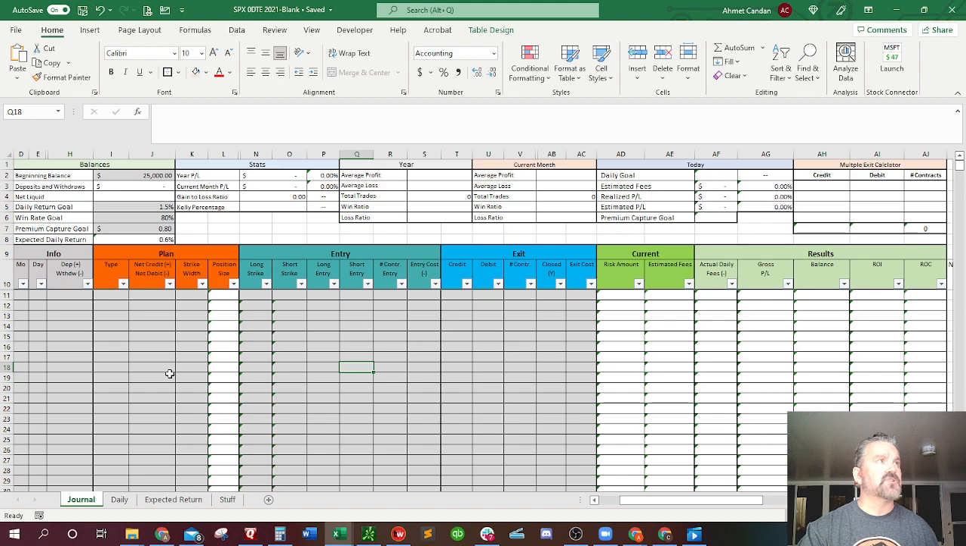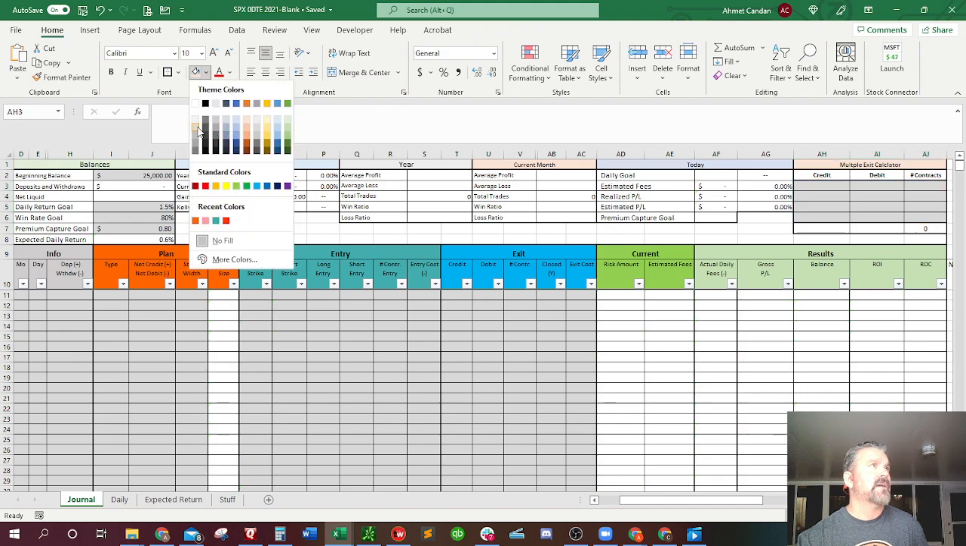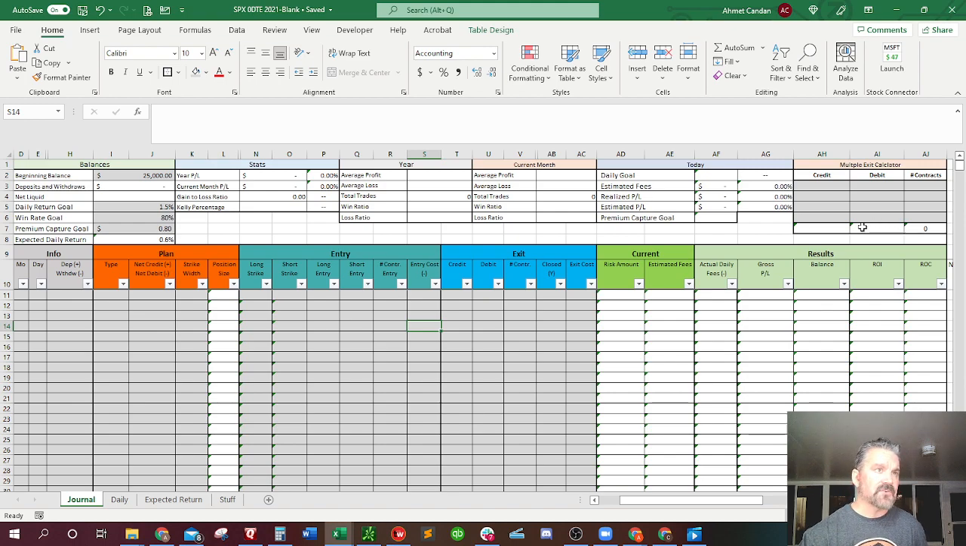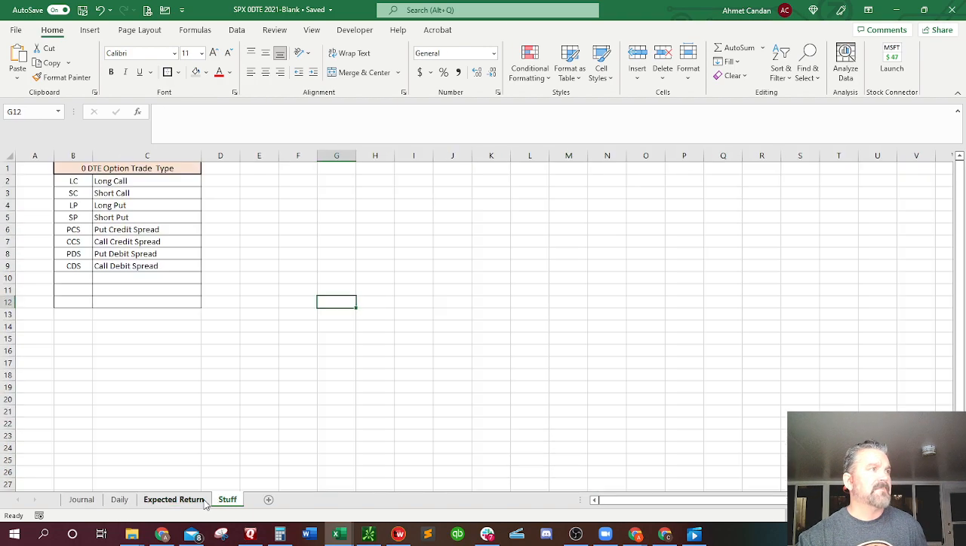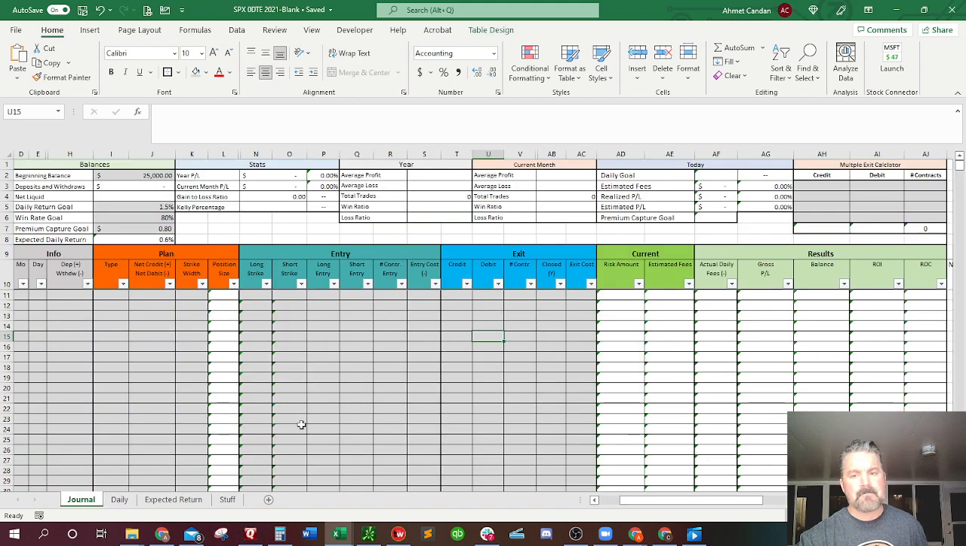Okay, as we're looking at the journal, first rule is you're only going to be entering values into the grayed out cells. You don't want to enter anything into the white cells, because all the white cells have formulas, and you'll mess up the actual journal if you enter anything into the white cells. So only enter values into the grayed out cells, and that's the same for each tab.